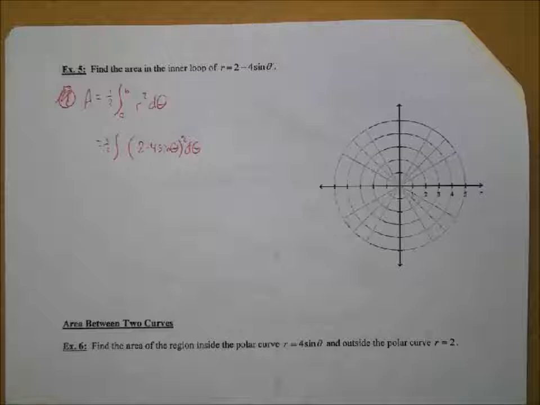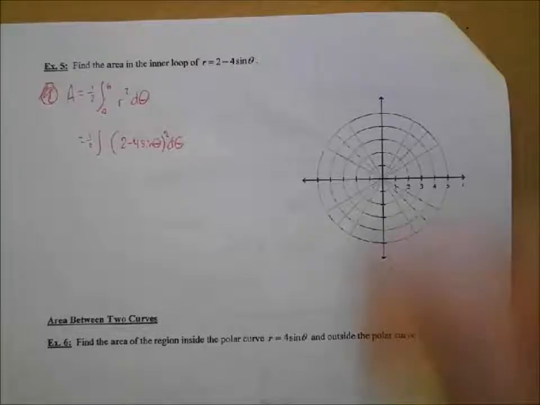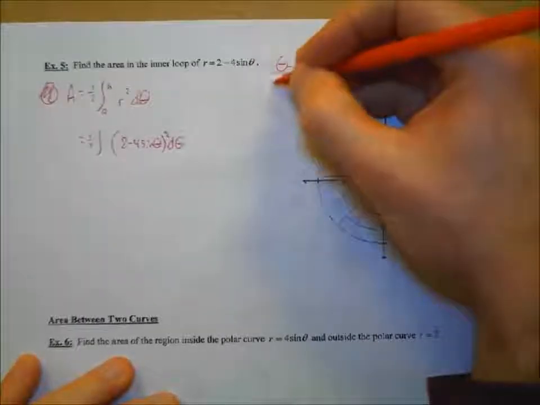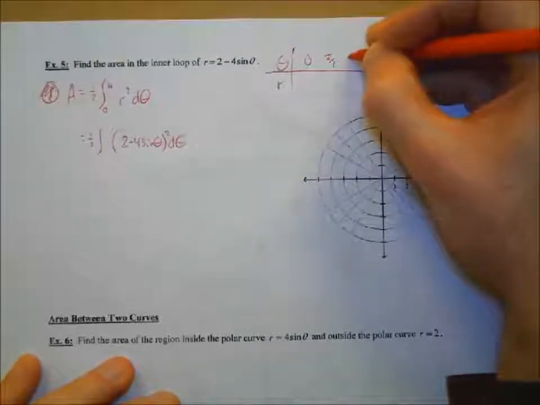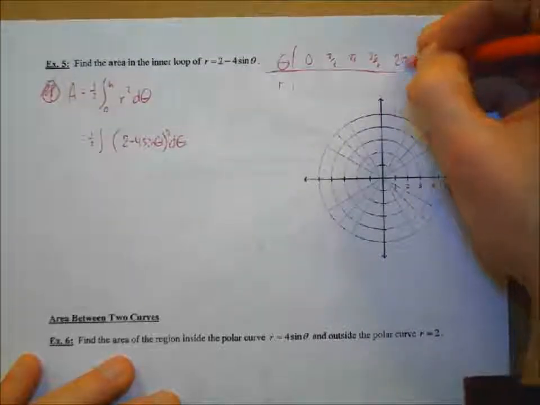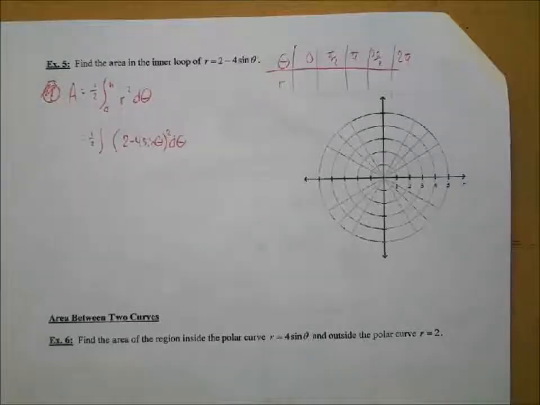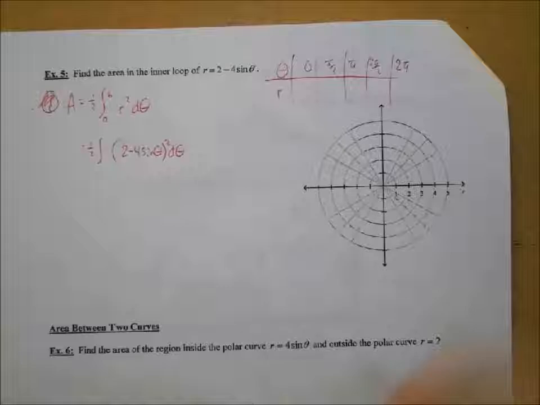So we've got our setup here, but now let's go to our graph. It's nicely, conveniently provided for us here. And we'll make a little table again just to get an idea about what's going on. Again, I'm going to do 0, pi over 2, pi, 3 pi over 2, and I can do a 2 pi, but we understand that 2 pi and 0 are going to be the same coordinate.